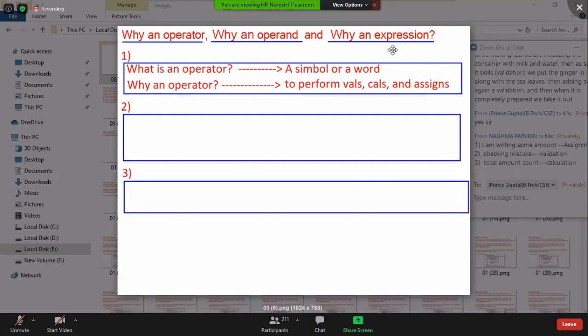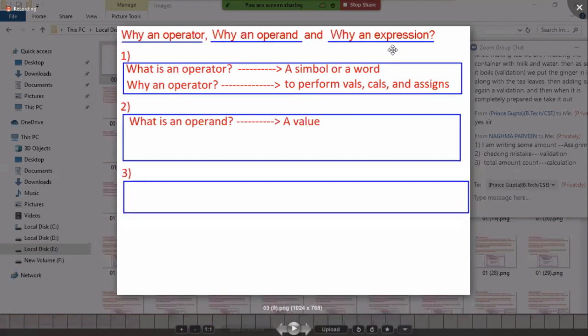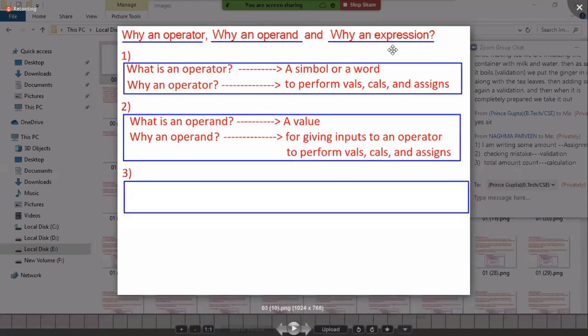You tell what, I will tell why. Just sharing what to why. Tell me next, what is an operand? An operand is a value. Then why operand? It is used for passing it as an input to an operator to execute, for giving inputs to an operator to perform validations, calculations and assignments.